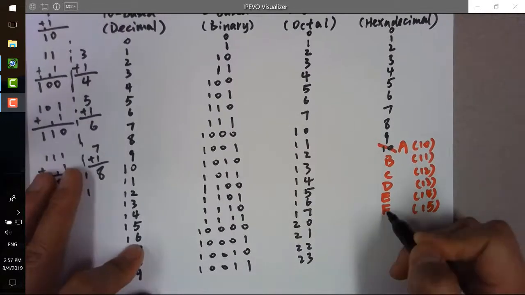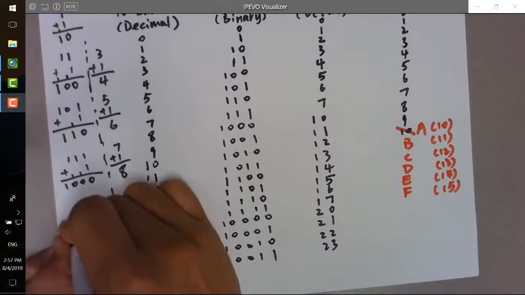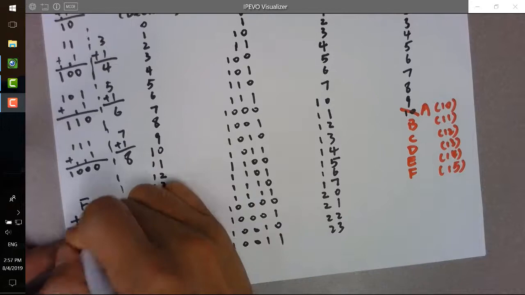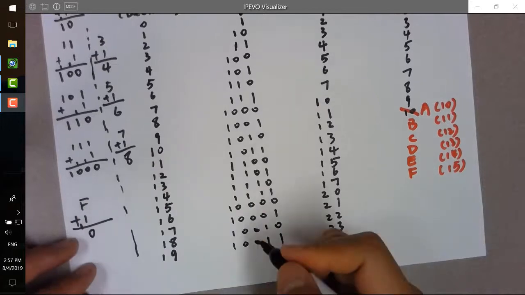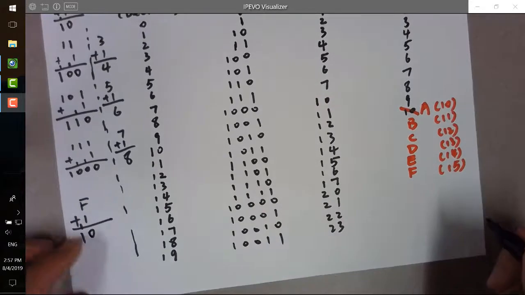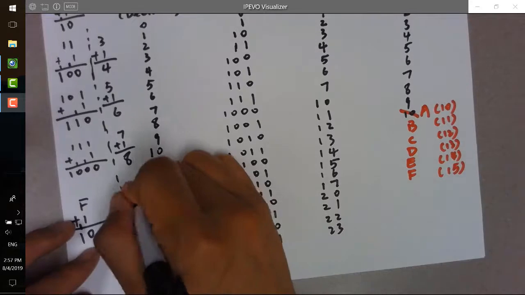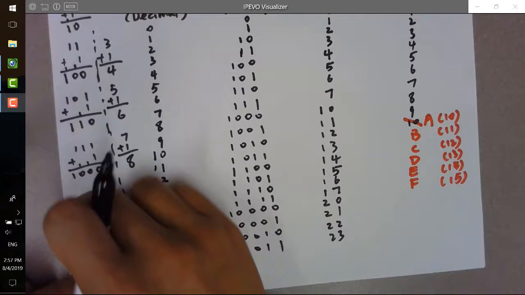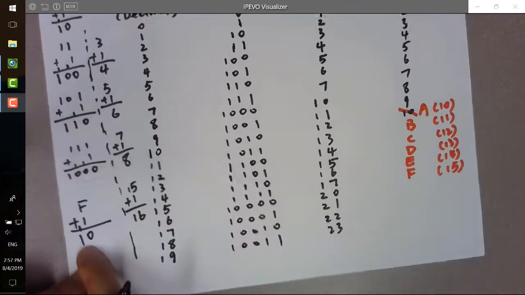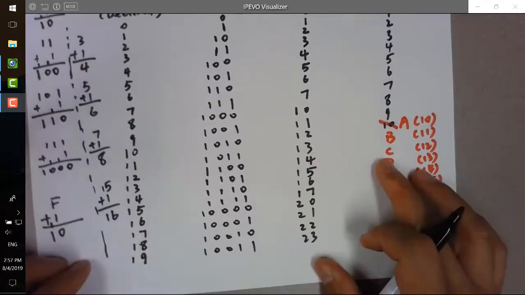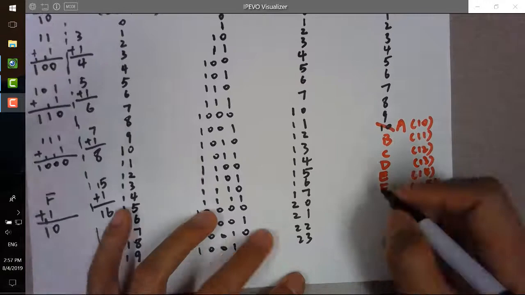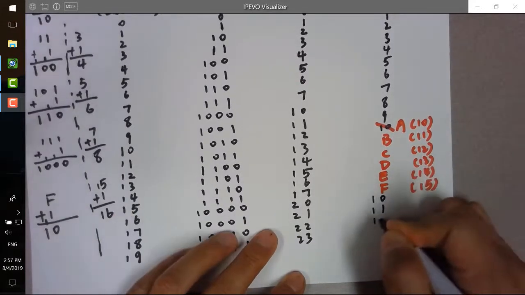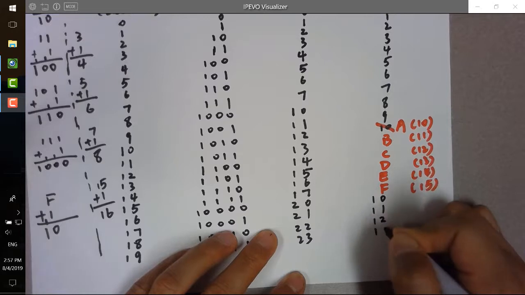So when we are adding 1 to F, you have to carry and reset this digit to 0, and you get a carry, right? So it's actually 15 plus 1. We know it's 16 in the decimal system. However, in the hex number system, it's going to be 1 0. So 16 will be 1 0. Then 17, 18, 19.